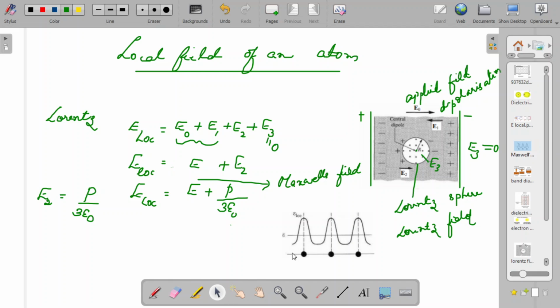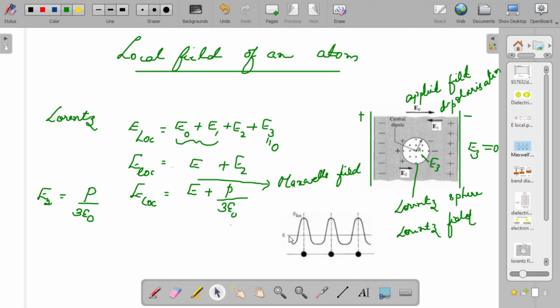And I have shown here the atoms sitting at different lattice sites. So here one atom is there, here another atom is there, and another atom is there. Now you see, we are talking about the field experienced by this atom. I've drawn here the electric field. Let me say this is the x-axis, the position of the lattice, and this is the electric field, the y direction.